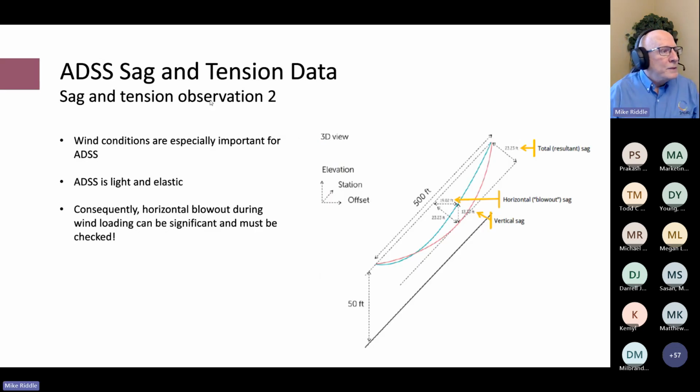So the observation number two, wind conditions are also important for ADSS. As I mentioned before, the nature of its materials are such that the cable is light and elastic. I used the highly technical term stretchy before. So consequently, under wind, horizontal blowout can be significant, and it too must be checked.